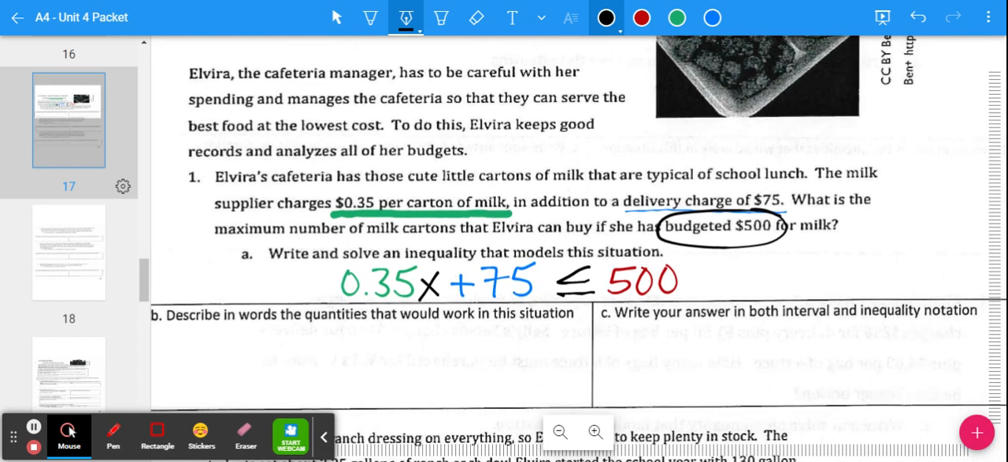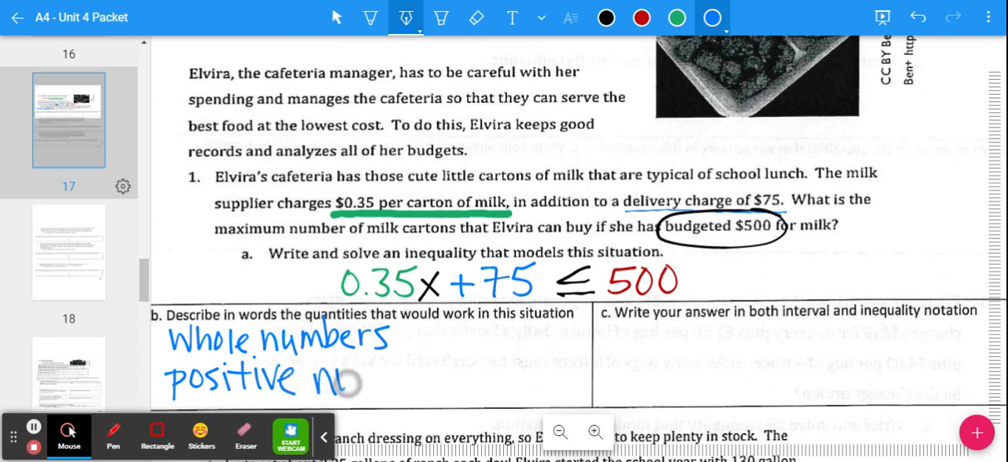So then it says, describe in words the quantities that would work in this situation. So the only numbers that make sense are whole numbers, because you're not going to buy half of a carton of milk or 3/4 of a carton of milk. So we want to figure out how many cartons of milk she can buy. Oh, I forgot one, sorry. And it's positive numbers. So whole numbers and positive numbers, because you cannot have a negative number of cartons of milk.